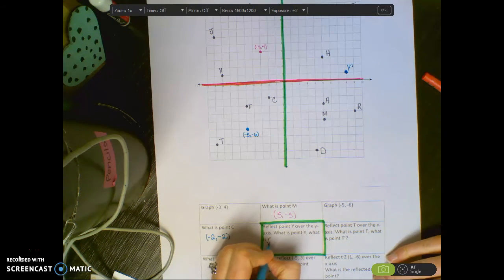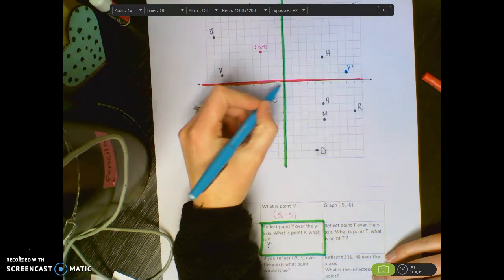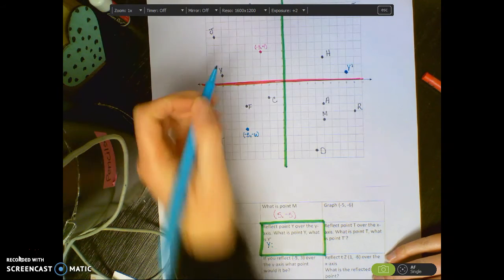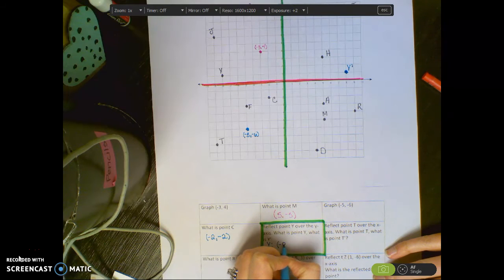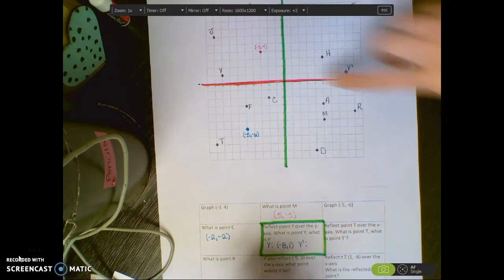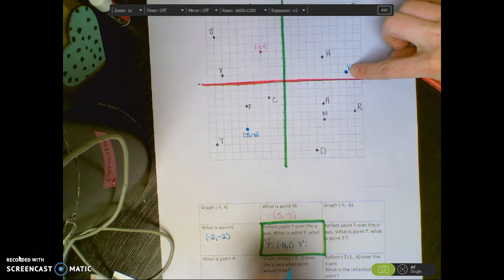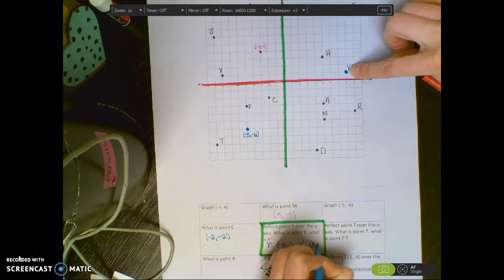This question then asks you, what is point Y and what is Y prime? So let's list here, what is Y? Y is at (-8, 1), and Y prime then is at (8, 1).